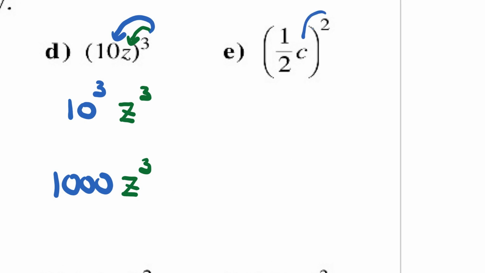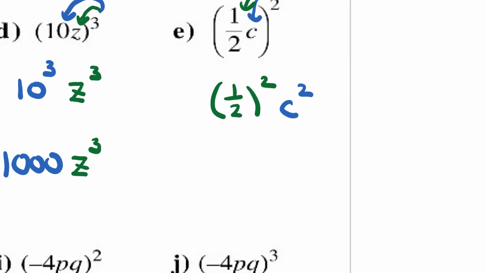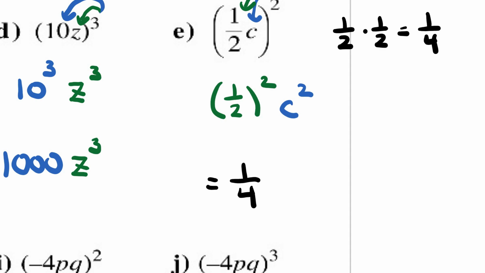Over here, this 2 will distribute onto the c, so c to the power of 2, and then you have the 1/2, and that's being raised to the power of 2, right? So if you want to do a side calculation right here, 1/2 times 1/2 is going to be 1/4, right? So the final answer here is going to be 1/4, and then you have c to the power of 2.